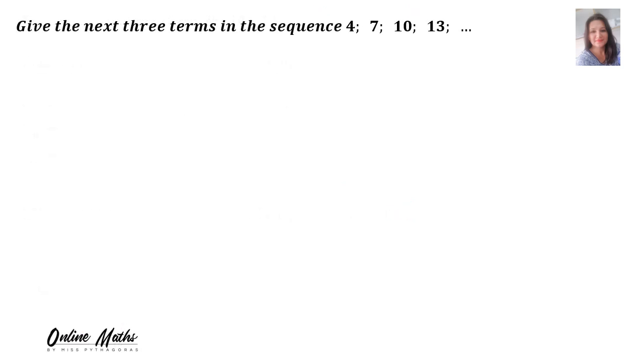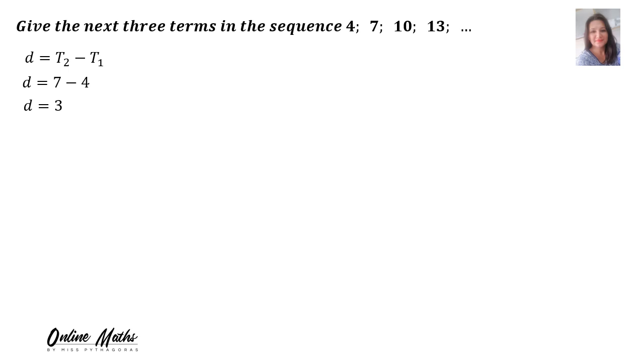Give the next 3 terms in the sequence 4, 7, 10, 13. So we have to work out d, the constant difference, by saying term 2 minus term 1, which will be 7 minus 4. Therefore, d, the constant difference, is equal to 3.